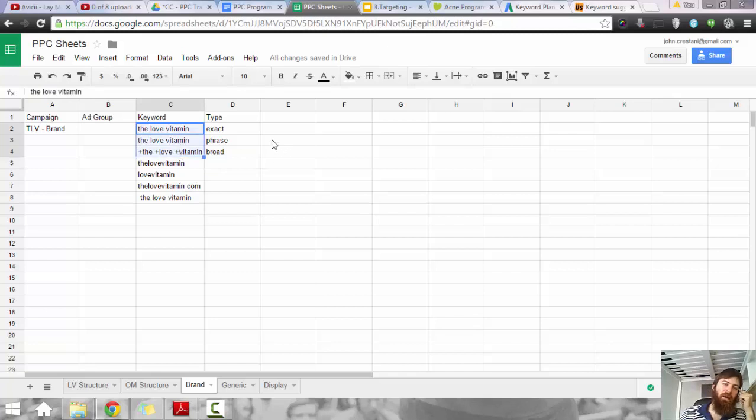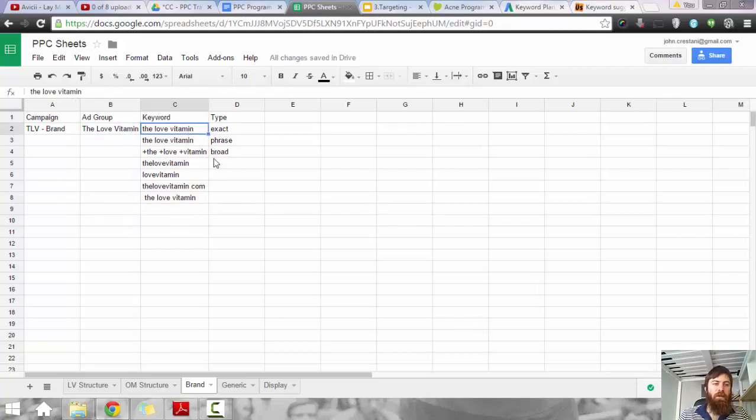So what this does is this is really the core of the ad group, and I'm going to name the ad group the love, or just love vitamin, because this is the brand. You could name it love vitamin, or you could just name it brand. I'm just going to name it love vitamin because that describes the root keyword in the ad group. Makes sense? Love vitamin. So what I'll do with this is, because this is a brand campaign, I'm just going to make the rest of these phrase.